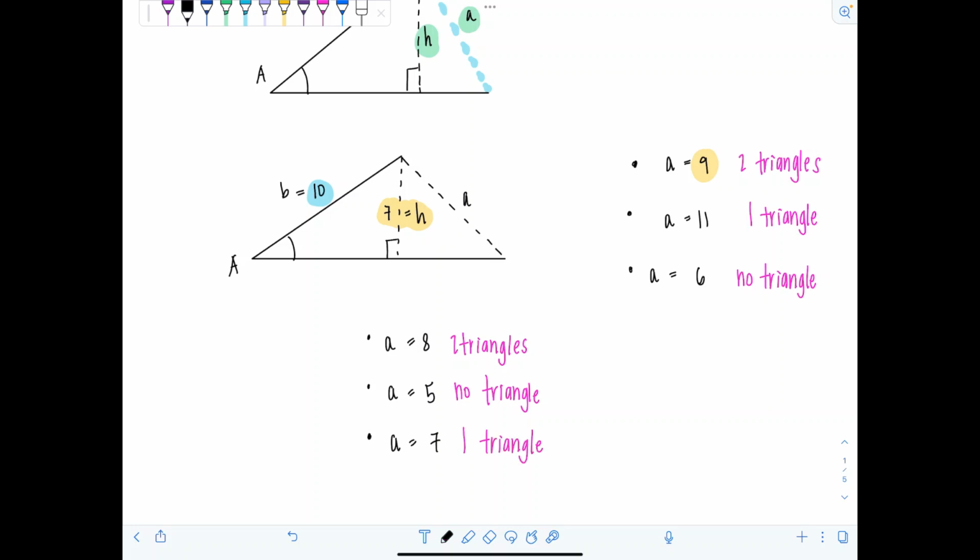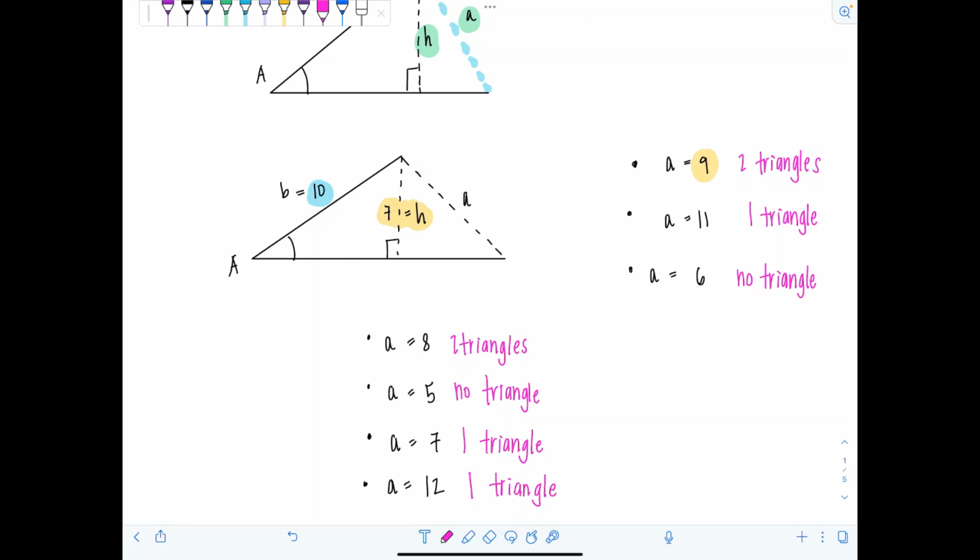What if A is equal to 12? Okay, if A is 12, we have a triangle because it's bigger than the height, but 12 is bigger than 10, so it can't swing to the other side, so one triangle only.